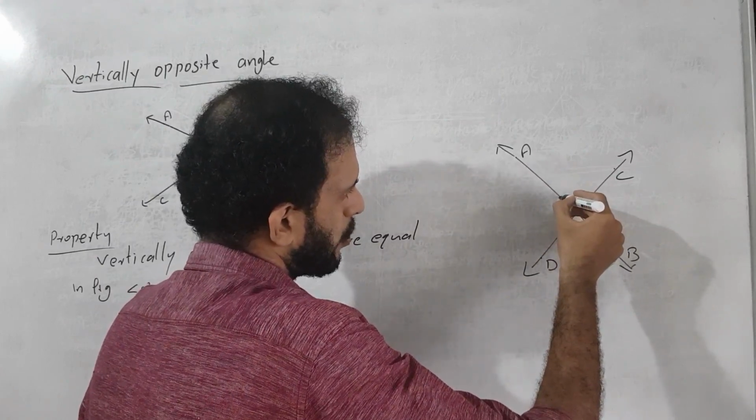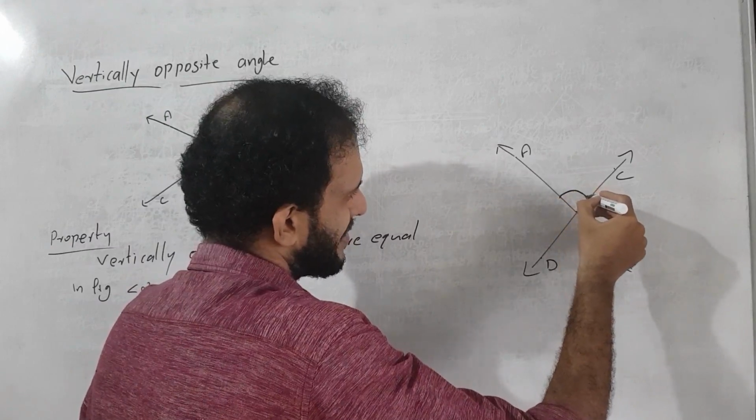Okay, then OA to one ray of CD, that is OC.